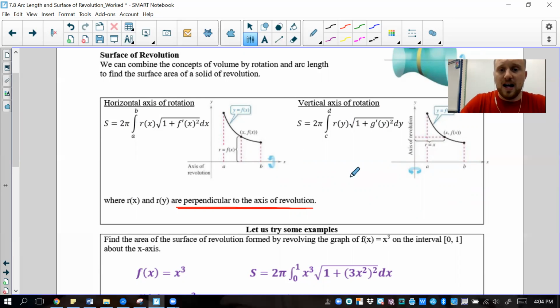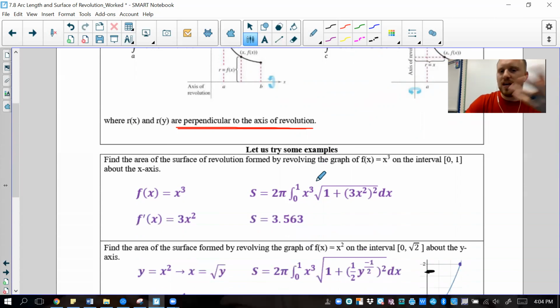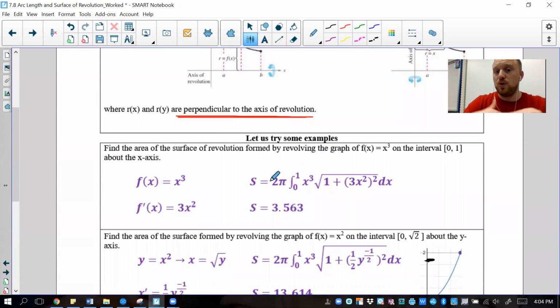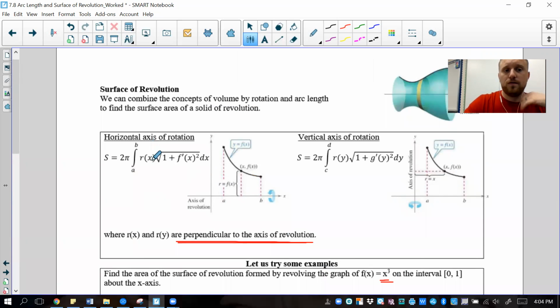Just like this one, when we have a vertical axis of rotation, it's in terms of y. So it's this function, but it's being rotated around the y-axis. Again, we're just doing a couple of examples. We need to make sure we know how to find the derivative of this function here, and then once we have that, we can plug it into our surface area formula.